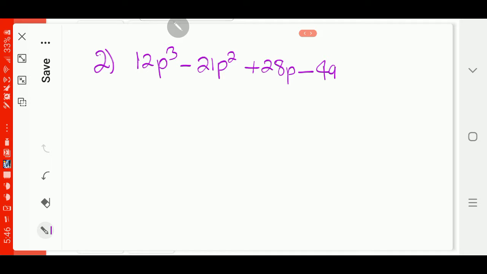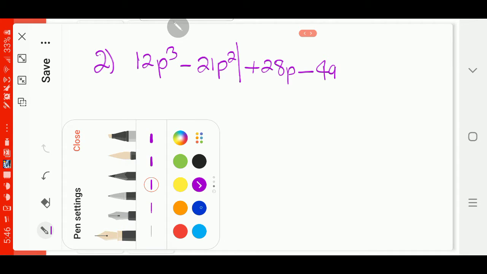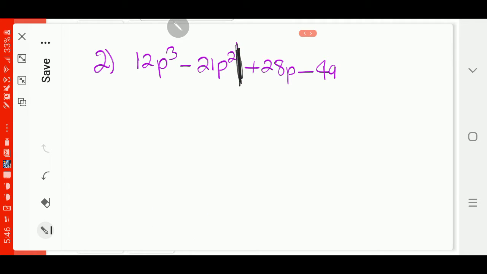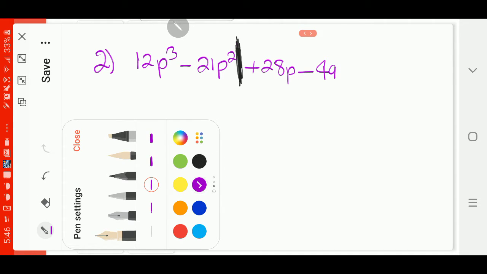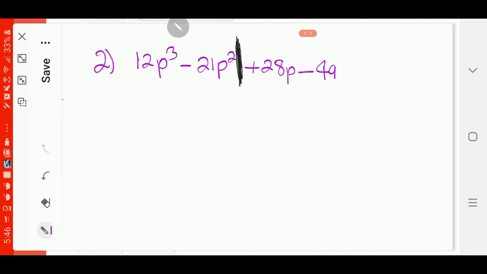Okay, so the first thing we want to do is bring in our gate. We're going to split this into two sets of 2. So I'm going to use a line to make this very significant. We're going to break it up into 2 terms. Okay? So now what I'm going to do is find a term that multiplies into 12p cubed minus 21p squared. So we're going to find the greatest common factor.